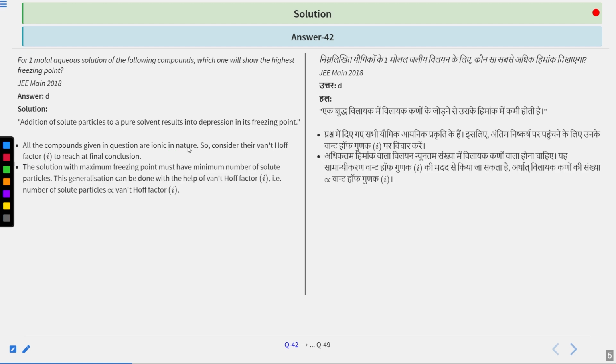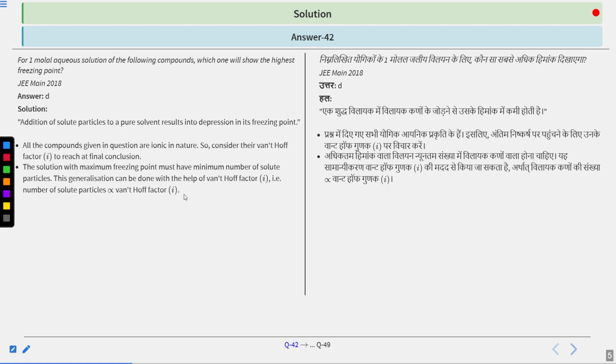So the solution with maximum freezing point must have the minimum number of solute particles. What does this mean? If you look at the modified formula for the depression in freezing point, delta Tf equals i Kf m, the more the value of i, the more is your depression, and the value of i is nothing but your number of particles, right? So if your number of particles is a minimum, you will see a minimum depression in freezing point, meaning the freezing point will not decrease that much, and hence it will be maximum.